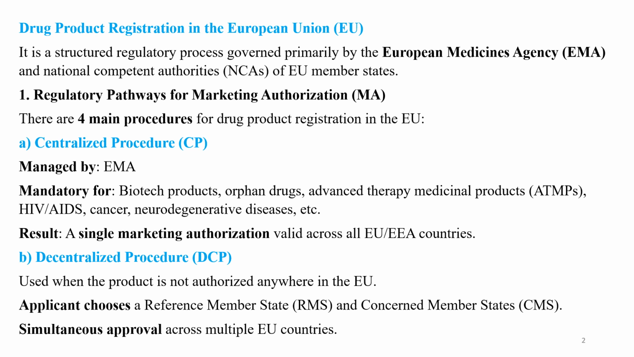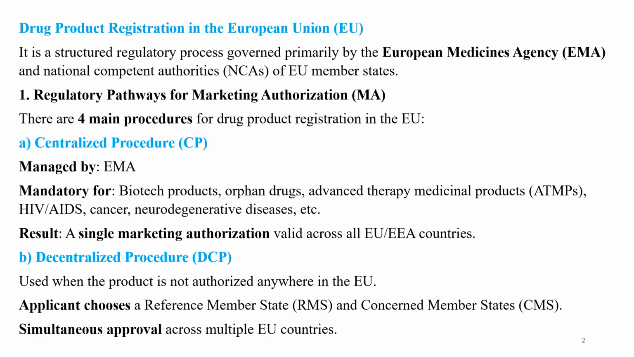Drug product registration and approval is required for marketing the drug product in the European Union. Regulatory pathways for marketing authorization, that is EMA. There are four main procedures for drug product registration. The procedures are centralized procedure, decentralized procedure, national procedure and MRP procedure. So first we will see the centralized procedure.